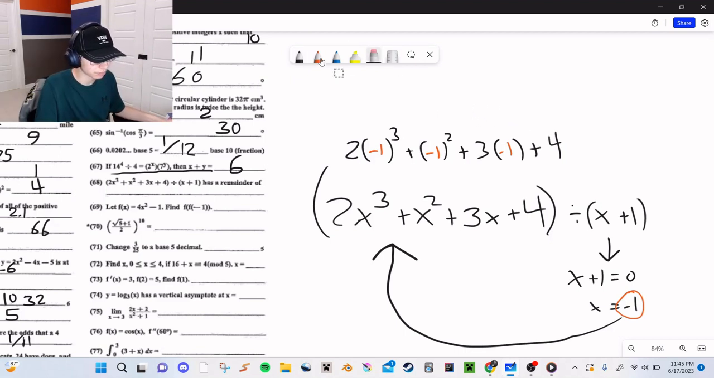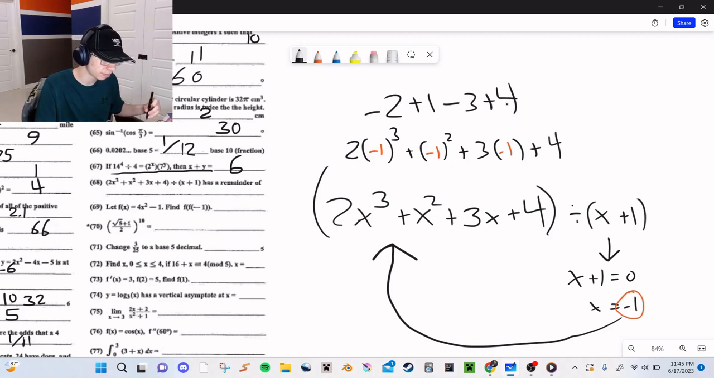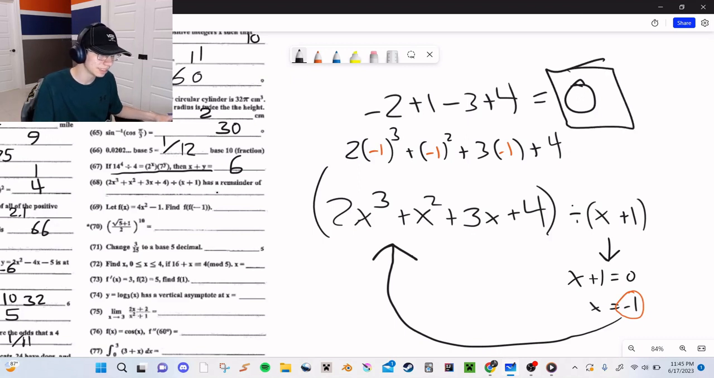So here I get -2 plus 1 minus 3 plus 4. So -1, -4, 0. This comes out to 0. And this number that I get from substituting this number right here into the expression is my remainder. Really, this is my remainder. So no long division, no synthetic division, none of that's needed.